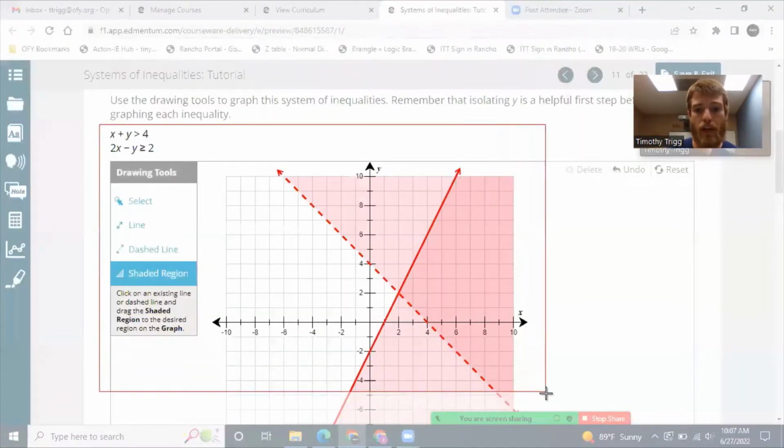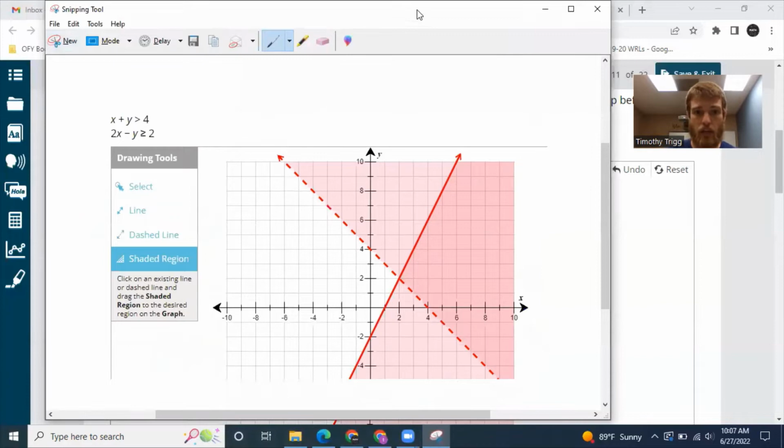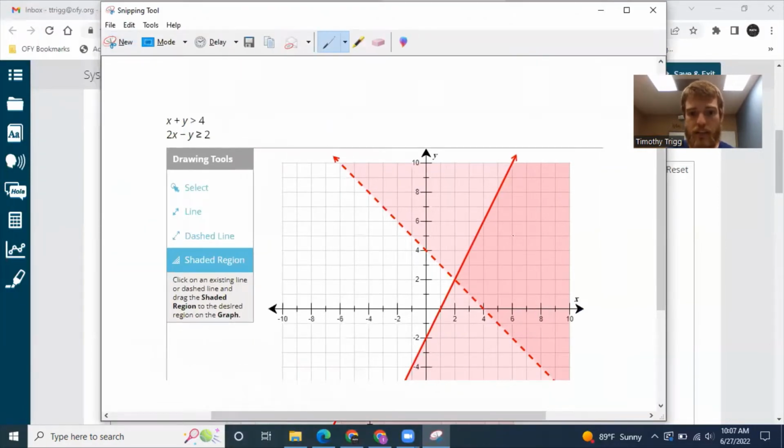Now, this is true for any point in this double shaded region. I just said (8, 2), but you could choose any test point in this double shaded region. I'm just choosing (8, 2). Any point over here in this double shaded region will work. Now, what that means is that in these two inequalities, if I replace x with 8 and y with 2, it'll produce a true statement for both of these inequalities. Let me show you what I mean.